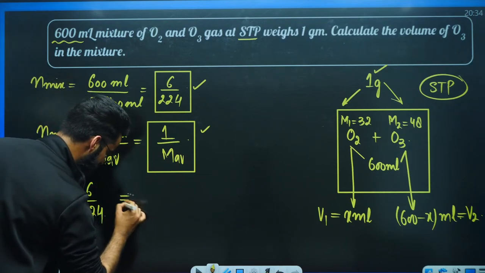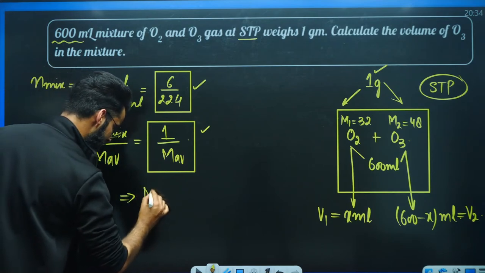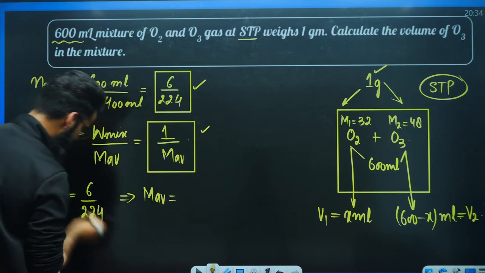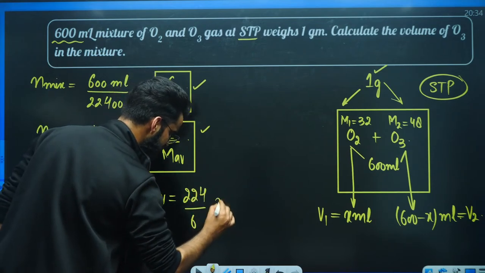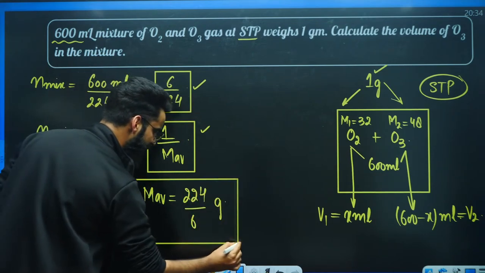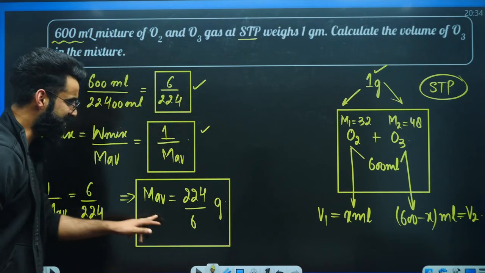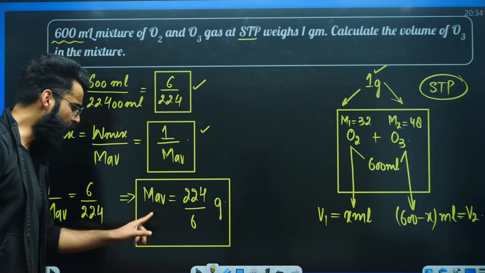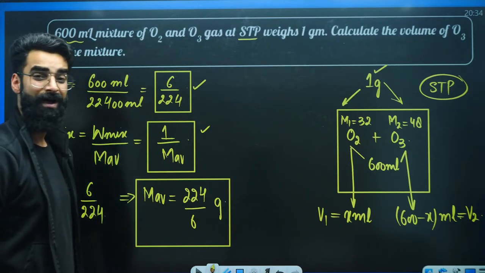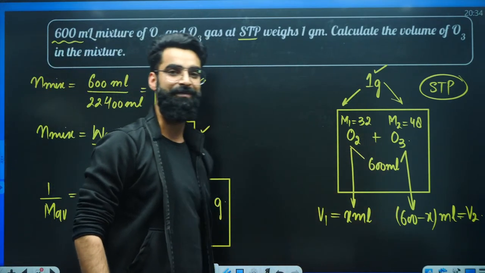So from this expression, I can say MAV is equal to 224 divided by 6 grams. This is the average molar mass of the mixture. This is the mass of 1 mole of a gaseous mixture. Correct? But do I have to calculate M average? No. I have to calculate the volume of ozone in the mixture.